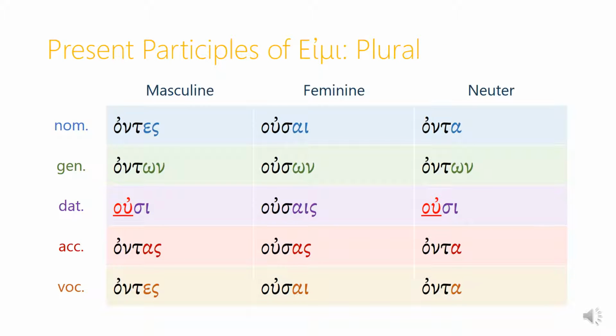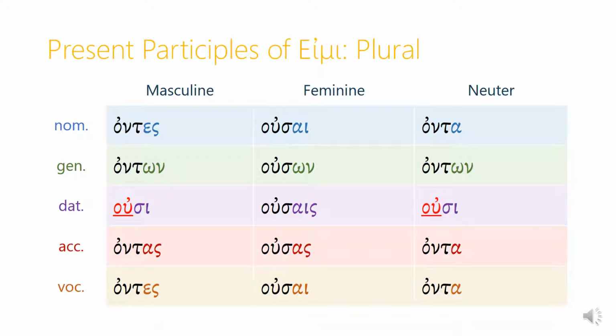This is the case with the plural participles of eimi as well as the singular participles. In the masculine and neuter, you just have the -ont- voice indicator, and then add on to that your regular connecting vowel and ending. So the nominative masculine plural is ontes, and the neuter nominative plural is onta, etc. Similarly, in the feminine plural, you just take the voice indicator -us- and add on to that your regular first declension feminine plural endings: ousai, ouson, ousais, etc.